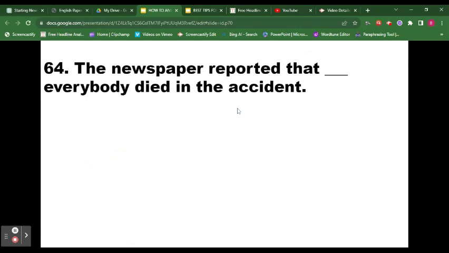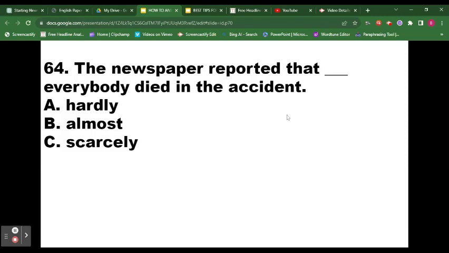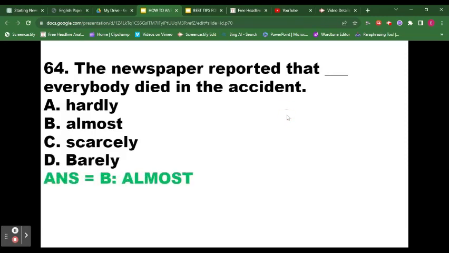So this brings us to 64. The newspaper reported that dash everybody died in the accident. A, hardly. B, almost. C, scarcely. D, barely. The correct option is B, almost everybody died in the accident.